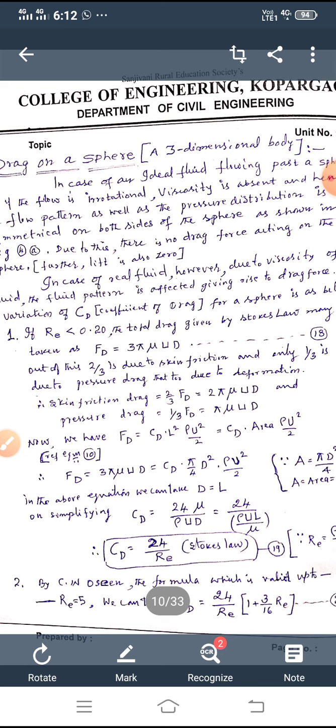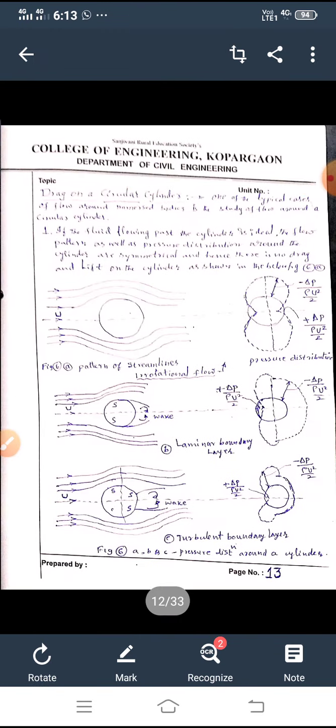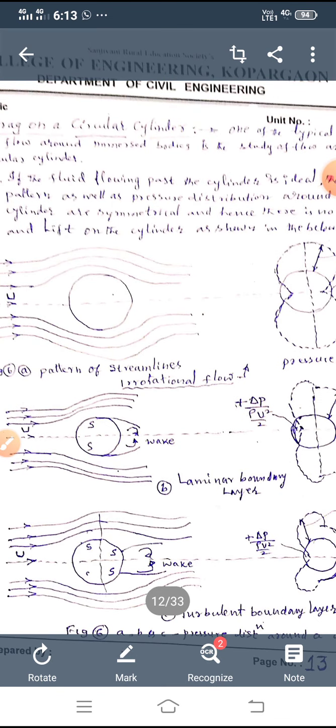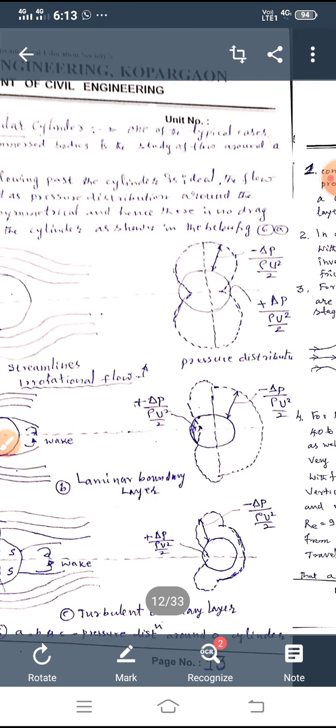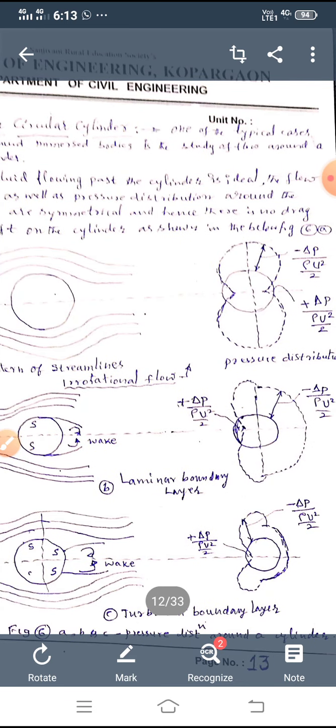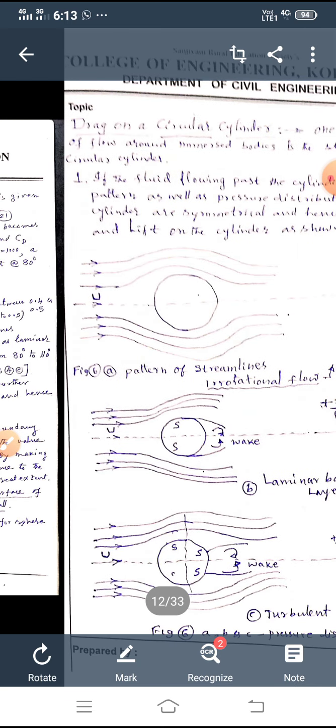In both the cases, in case of an ideal fluid flowing past a sphere or a cylinder, since the viscosity is absent, the flow pattern as well as the pressure distribution is symmetrical on both the sides of the sphere, as shown in the figure here. Since these figures are relevant for both the sphere as well as the cylinder, I have drawn these sketches only once.